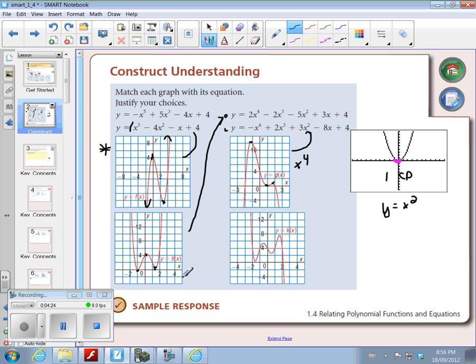Okay? And the last one has 1, 2, 3, 4 critical points that I'm labeling. 2 valleys and 2 hills. 4 critical points means a power of 5. It's a power of 5, so that would match perfect with that equation. That is also called a quintic equation. And since it has 2 hills and 2 valleys, it's a quintic equation that would represent that.